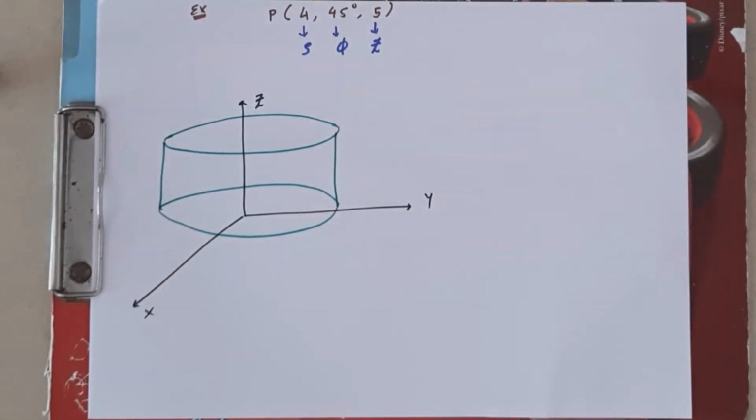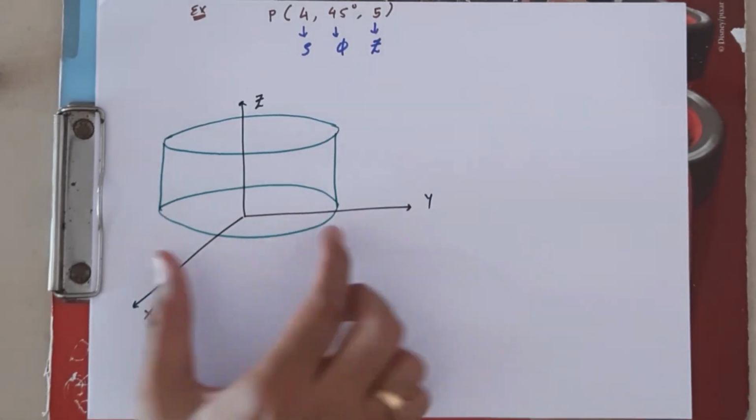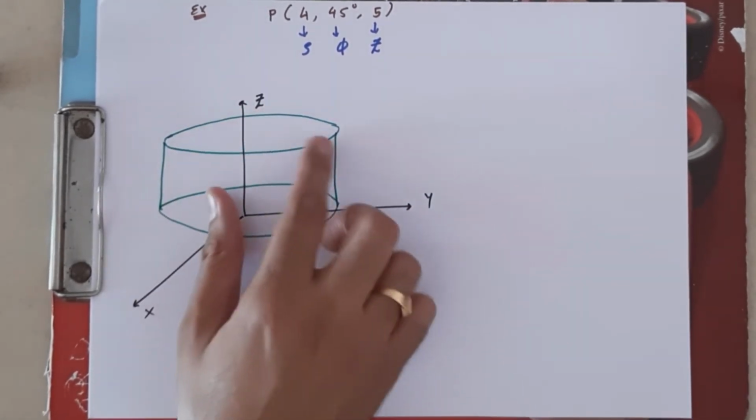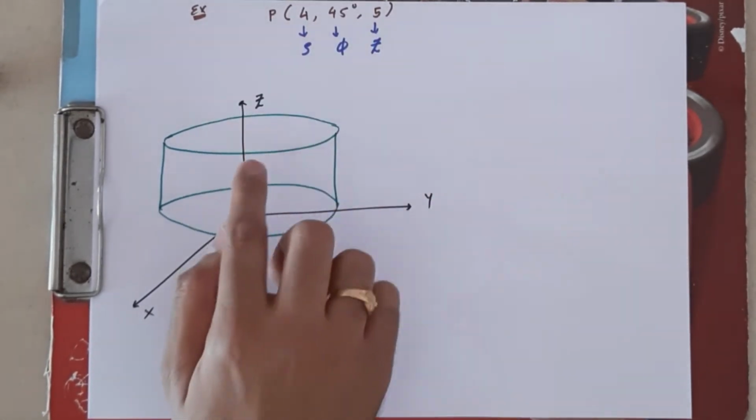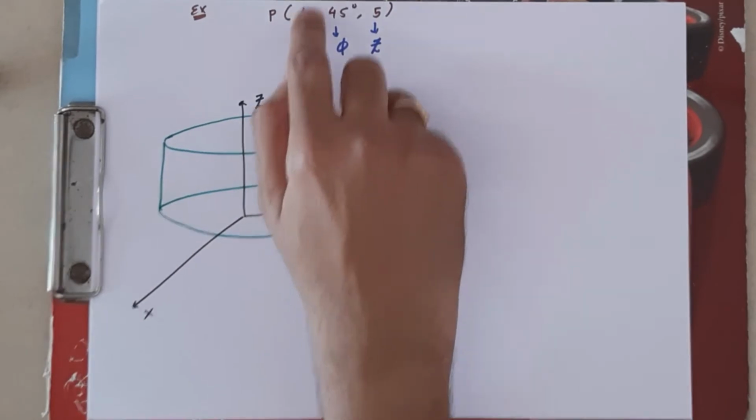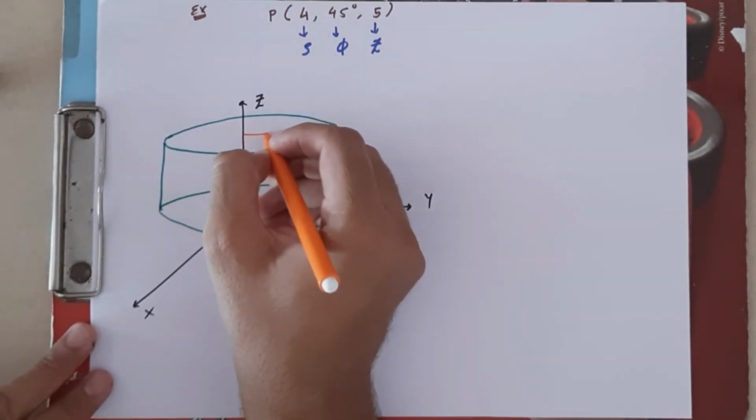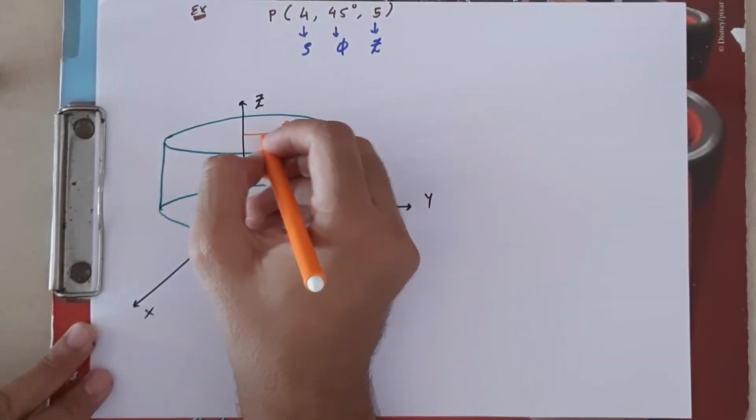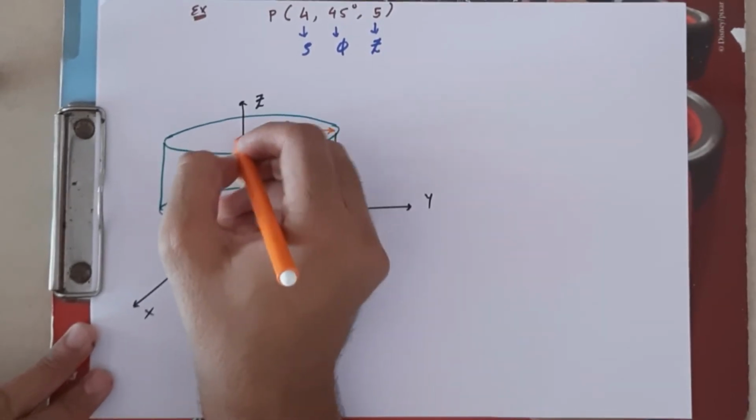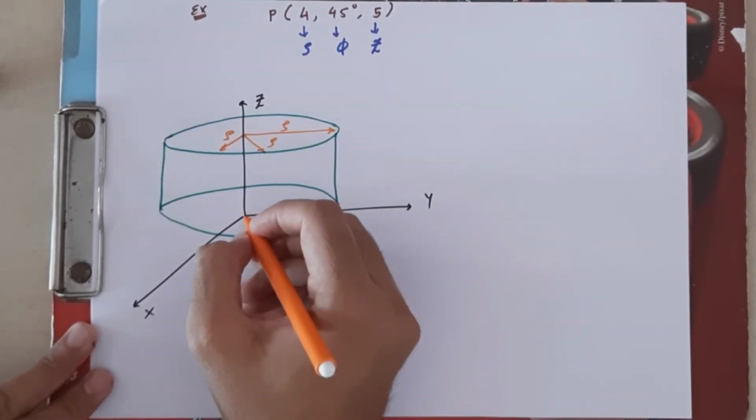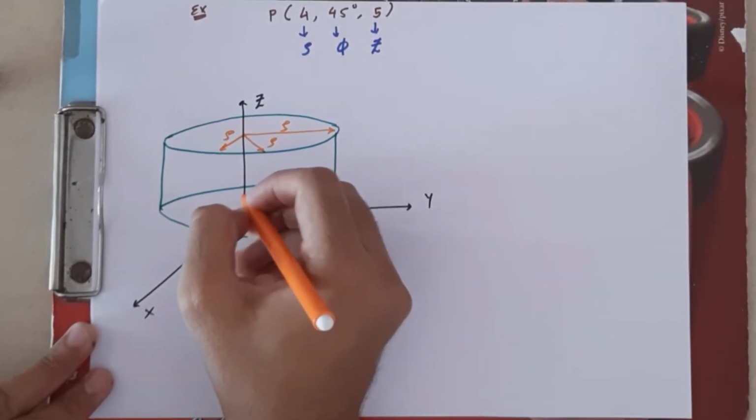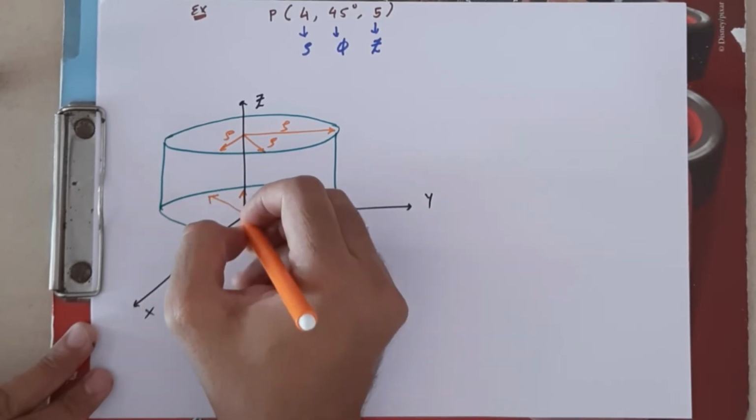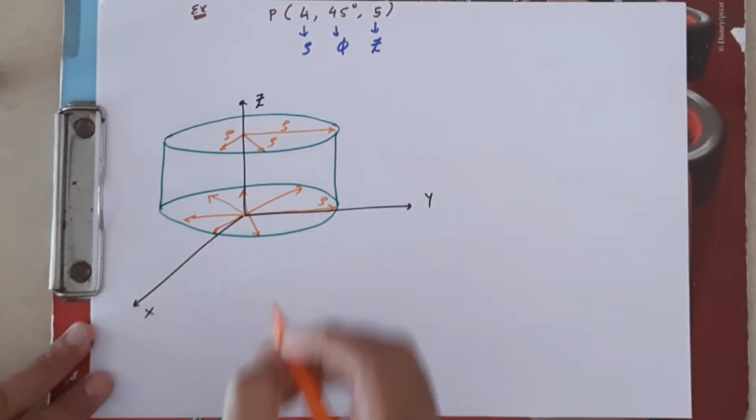So it's a cylinder. My first step is to draw a cylinder, which has two circles, one from the top side and one from the bottom side. The radius of each circle is rho, which is 4. Clear? Because from the top side and from the bottom side it looks like a circle.